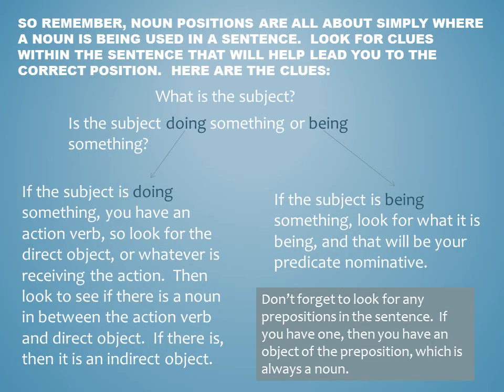All right, so once again, here are the notes for looking for clues of how to identify these different noun positions. Just remember, what is the subject? That's one. Is the subject doing something or being something? If it's doing, go down the path of looking for an action verb. If it's being something, go down the path of looking for that linking verb, and that'll lead you to a predicate nominative. And then finally, don't forget to look for any prepositions in the sentence. If you have one, then you have an object of the preposition. Don't forget to go through the sentence and look for those.